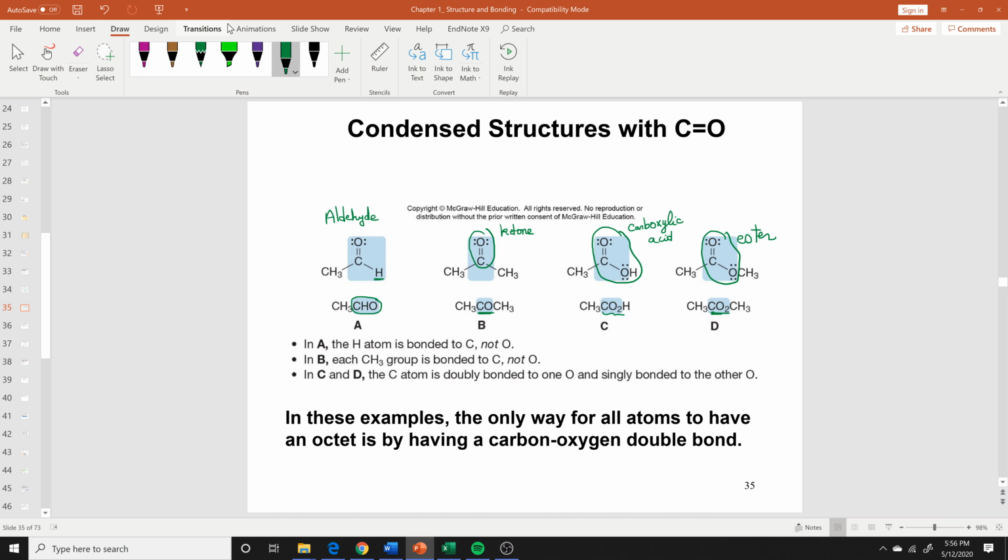So a CO2 is a carbon double bond O. A CO2H is a carbon double bond OOH. A CO is a carbonyl, a C double bond O. And the CHO is basically a carbonyl with a hydrogen. All of these examples, this is the only way you can write down the carbon, and the carbon has 4 bonds, which is an octet.